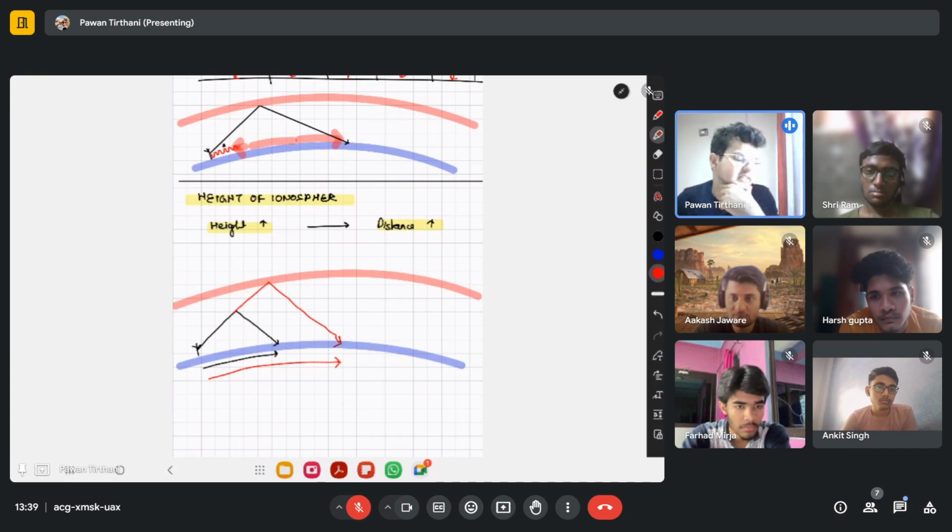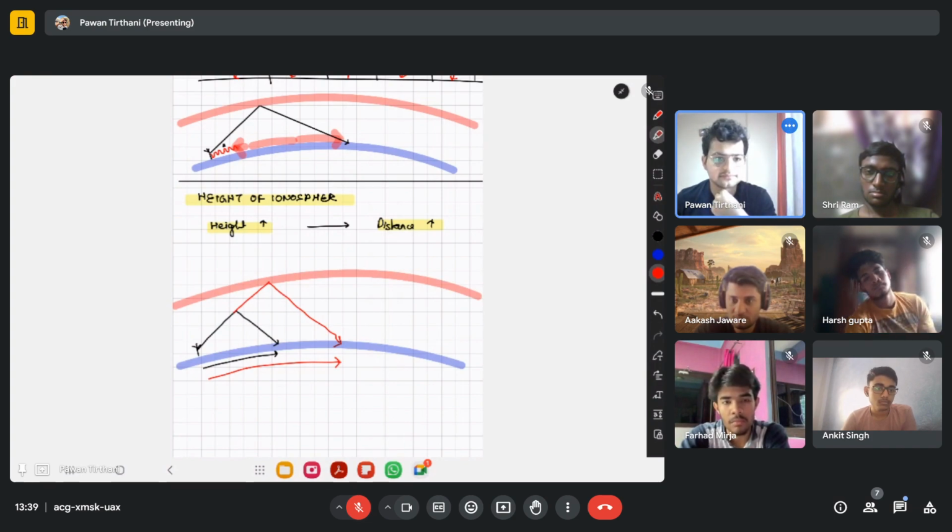Then Ankit has a question. Sir, why then do we not use a low frequency? Everyone will be able to hear me. The answer is in the voice clarity. The higher the frequency, the better is the voice clarity. So we always tend to use a higher frequency.